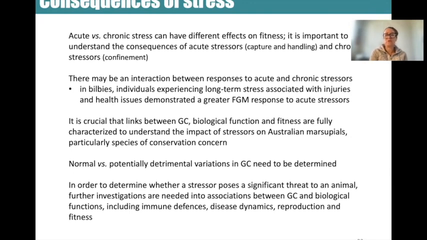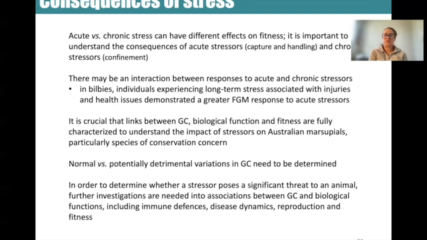In bilbies, individuals that experience long-term stress associated with injuries or health issues demonstrate a greater stress response to acute stresses. It's crucial that links between glucocorticoids, biological function and fitness are fully characterised to understand the impact of stresses on Australian marsupials, particularly those species that are of conservation concern. In this way, we need to understand what normal versus potentially detrimental variations in stress levels are for different species.